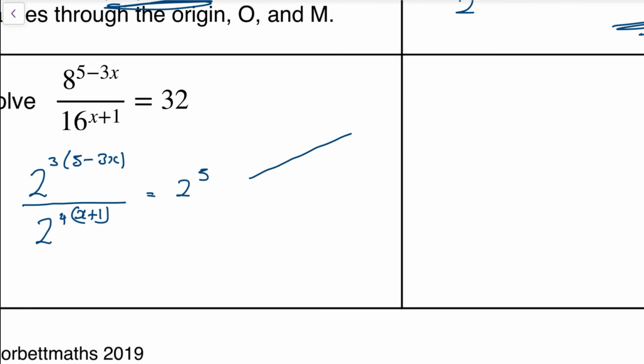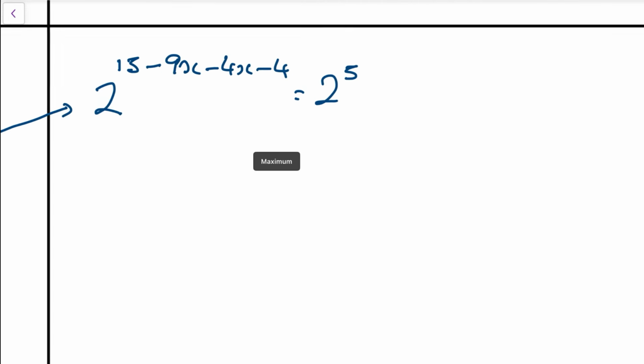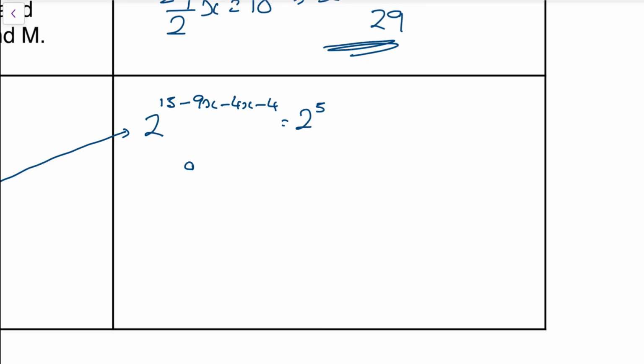Which means, let's do it over here, which means that I must be able to say that 2 to the, expand the brackets, so 15 minus 9x minus 4x minus 4, in other words, I'm dividing, so I'll take away that, is equal to 2 to the 5, which means that, zooming in, 15 minus 4 is 9, no it's not, 15 minus 4 is 11, get that right, so 15 minus 4 is 11, minus 9 minus 4 is minus 13x is equal to 5, right hand side, which means that 13x is equal to 11 minus 5, which is 6, which means that x is equal to 6 over 13, and that is my final answer today.